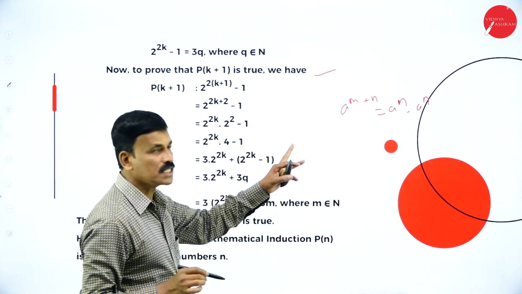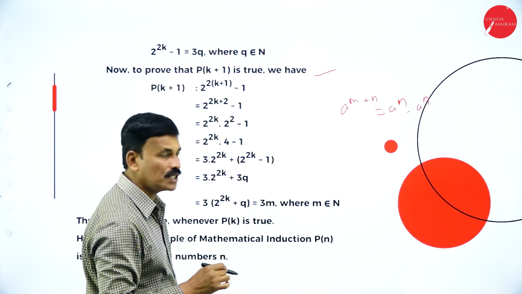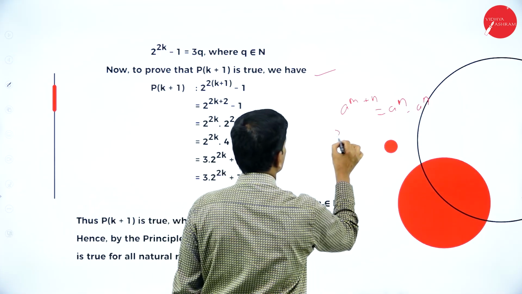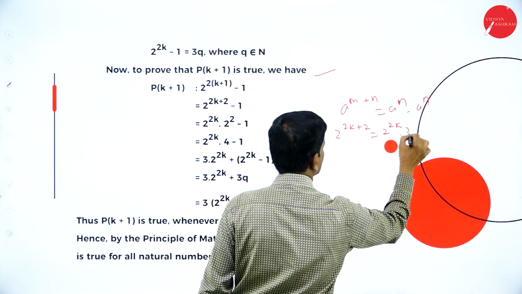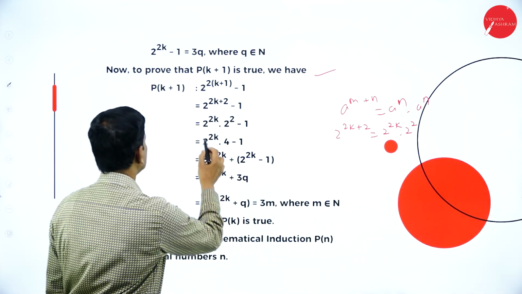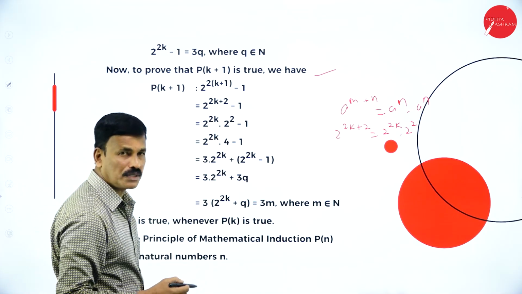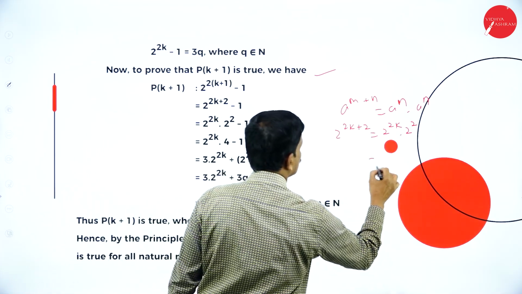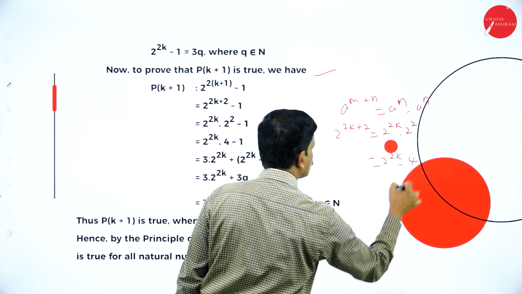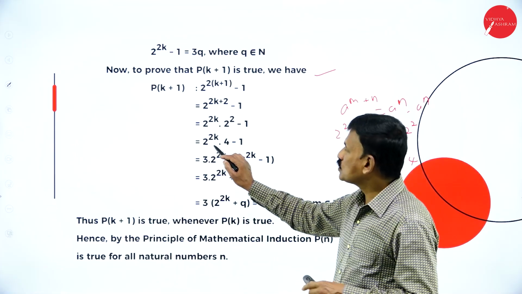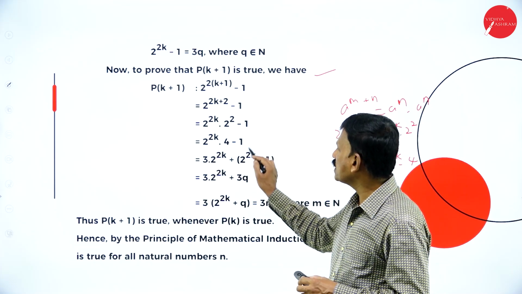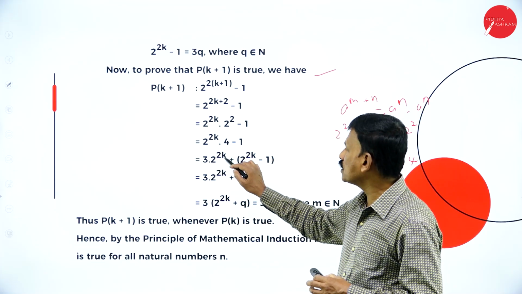According to the law of indices, a raised to m plus n is a raised to m into a raised to n. This 2 to the power of 2k plus 2 can also be written as 2 to the power of 2k into 2 to the power of 2. So 2 to the power of 2k into 2 to the power of 2, minus 1. What is 2 squared? It is 4. So 2 to the power of 2k into 4 minus 1 can also be written as 3 into 2 to the power of 2k, plus 2 to the power of 2k minus 1.